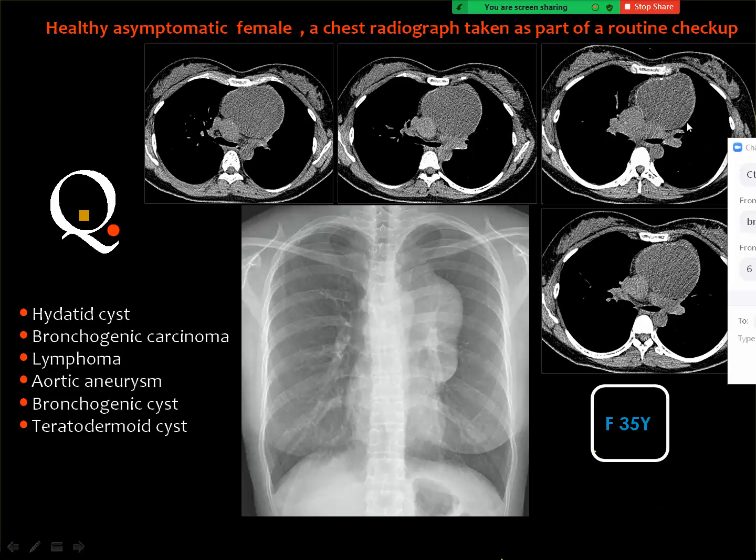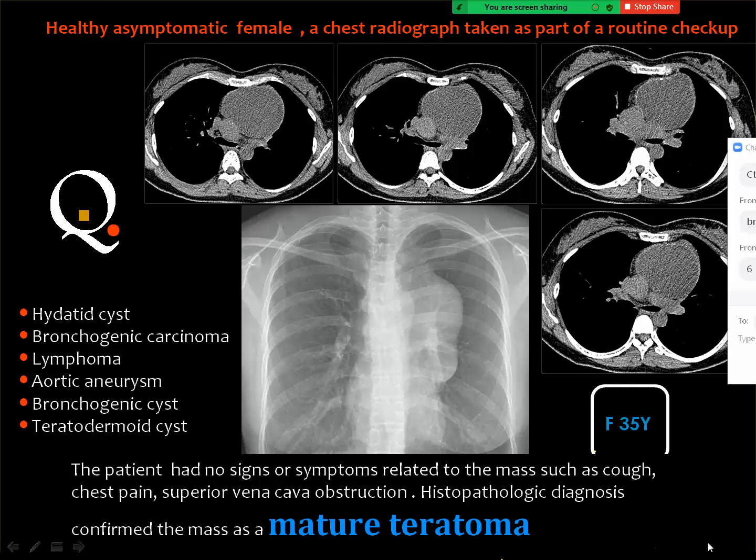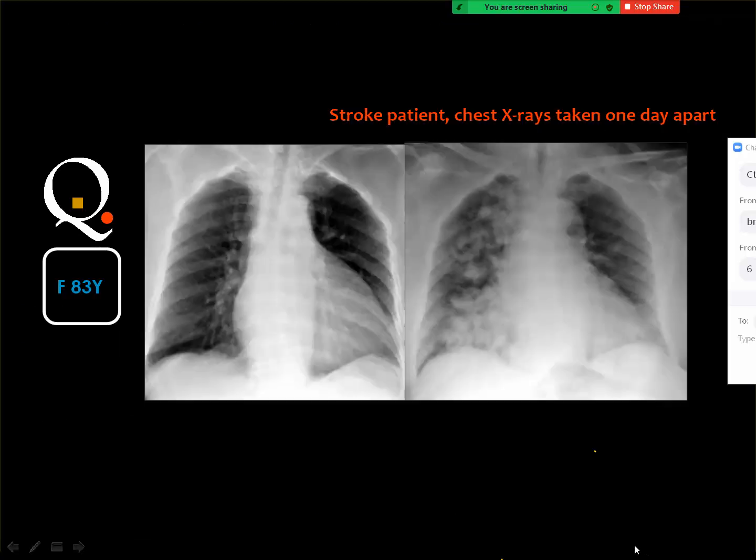And this is not the site of bronchogenic cyst, as you know. The bronchogenic cyst is usually located at the level of the carina, and this was a teratodermoid or a mature cystic teratoma.